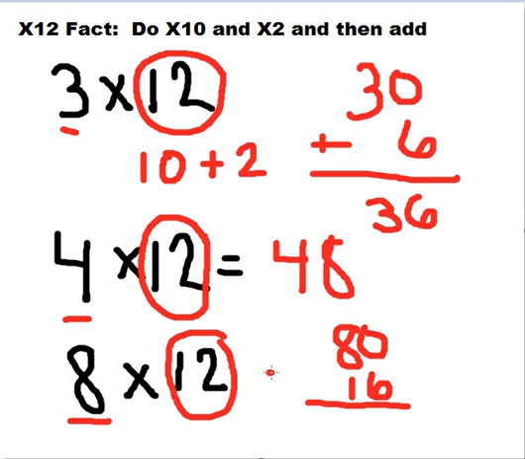Some of you may be able to do that in your heads, and if you can, great. All the better if you can do it in your heads rather than write it down. Otherwise, 0 plus 6 is 6. 8 plus 1 is 9. The answer is 96.